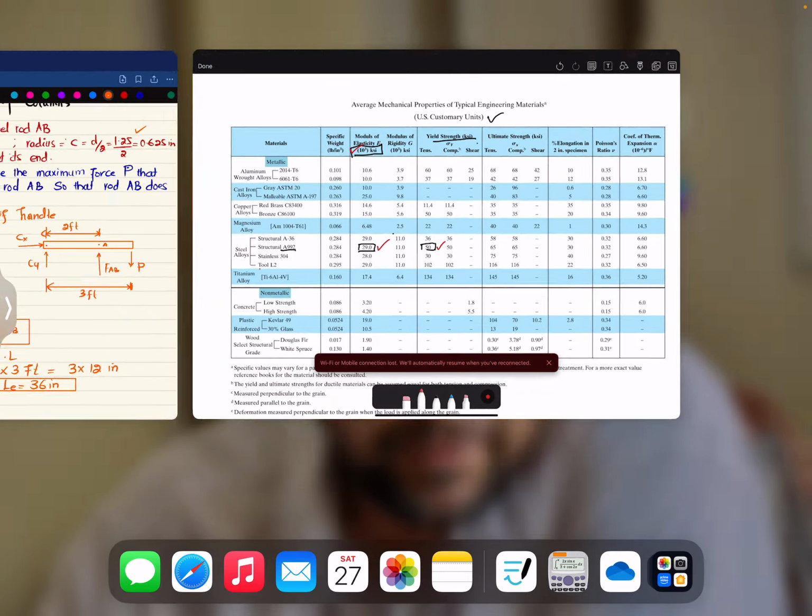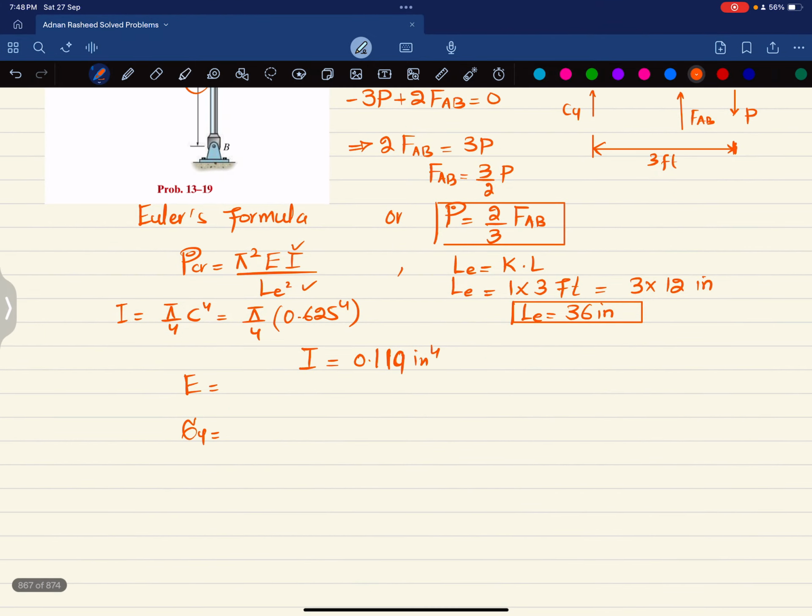So I will write this value. E is 29 into 10 to the power 3 ksi, and yield stress is 50 ksi. Now you have all the values, just plug them into this formula. P critical is equal to pi squared, E is 29 into 10 to the power 3, multiplied by I, which is 0.119, divided by the effective length, which is 36, so 36 squared.